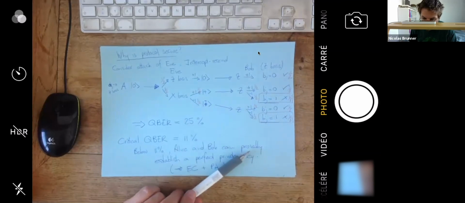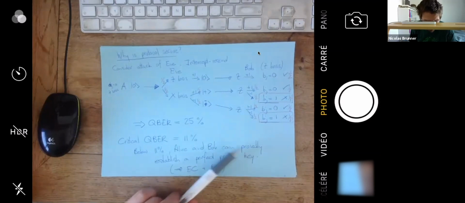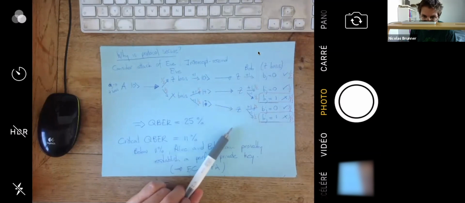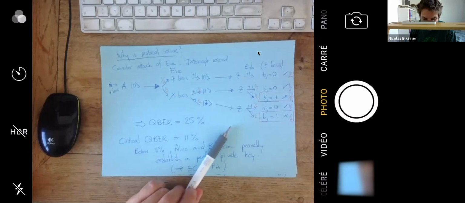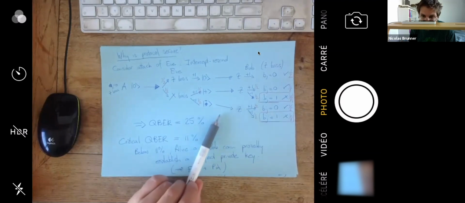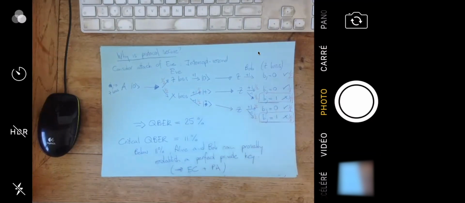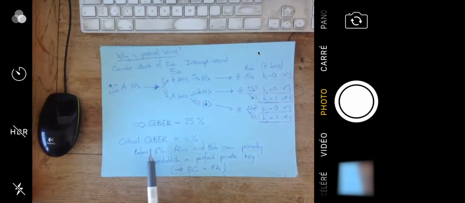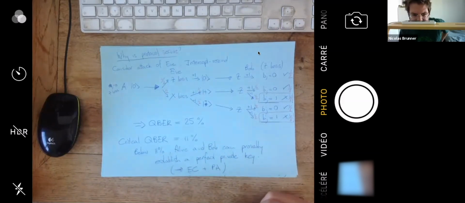But that is not a problem to abort, because all you do here is try to distribute the key. If Eve knows a bit of the key, you know that this key is compromised, so you will not use it in the end. The only case where you would continue is if the quantum error is lower than 11%. So you will only continue if Q bar is low enough.